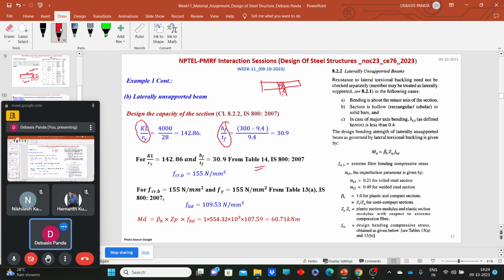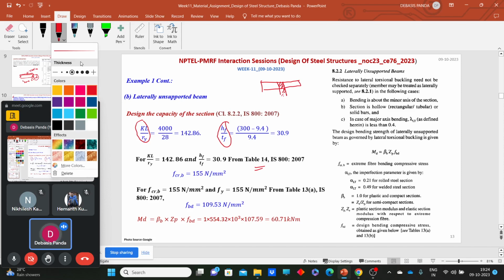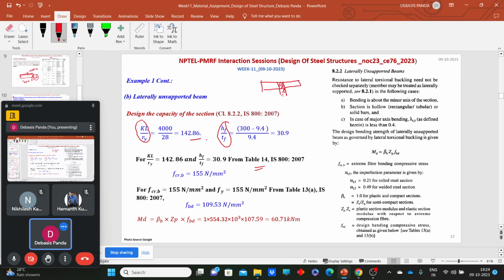So first, we need to calculate the value of lambda. Lambda comes as 142.86. And the h by tf value comes as 30.9. Please check the calculations once again. If I made any mistakes, then please let me know. Now we have two values: the lambda value 142.86 and the hf by tf value.